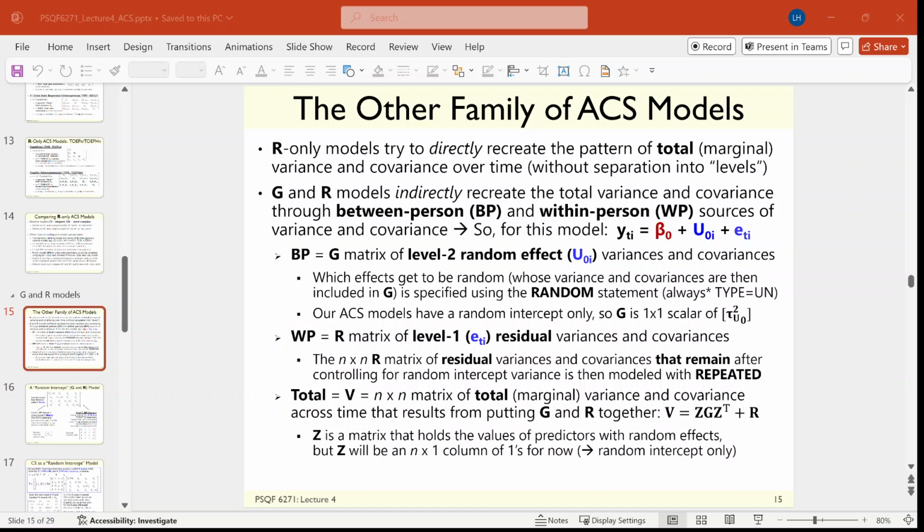When we don't have the G matrix in our model, the R matrix tries to, what was the word? Recompose maybe? Yeah, the total variance and covariance of the residuals. However, after we accounted for person mean differences at level 2, introducing a random intercept in the G matrix, specifically the random intercept variance, not just the random intercept, now the R matrix is what remains after accounting for that variability. So it is specifically the within-person residuals.